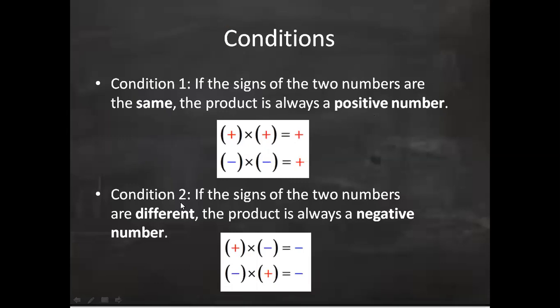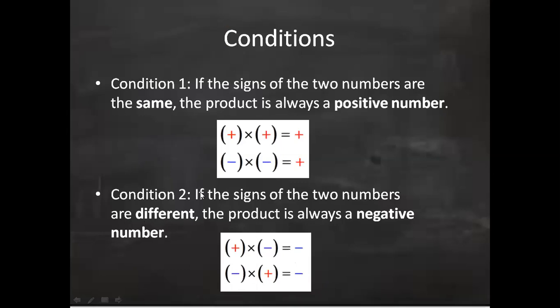What is condition number 2? If the signs of two numbers are different, the product is always a negative number. So, अगर आप प्लस और माइनस को मल्टीप्लाई करोगे तो आंसर माइनस आएगा. अगर माइनस और प्लस को मल्टीप्लाई करोगे तो आंसर माइनस आएगा. Yes, so these are the conditions.